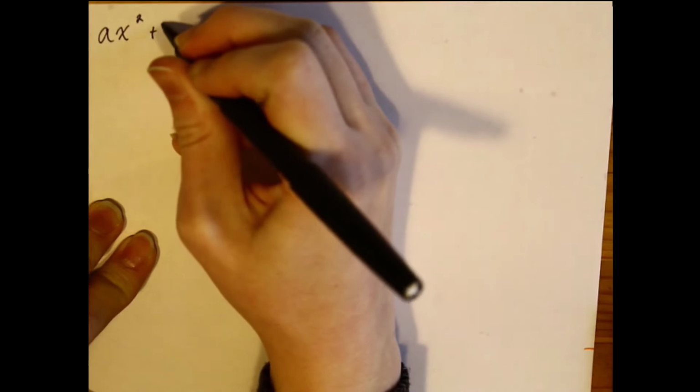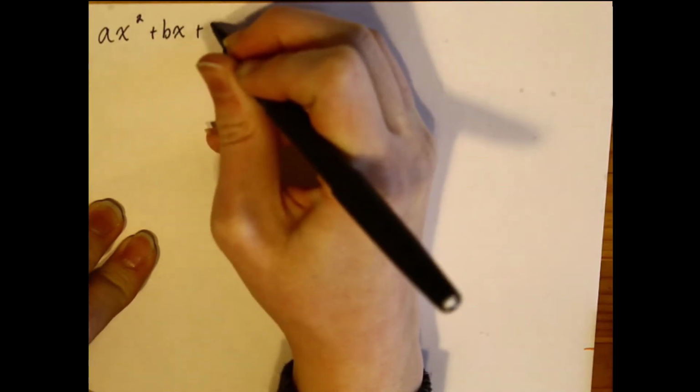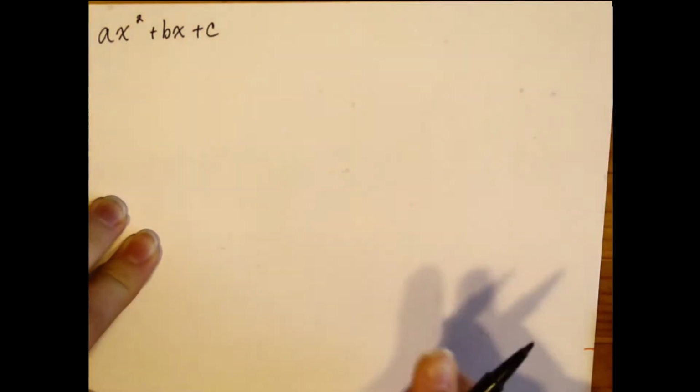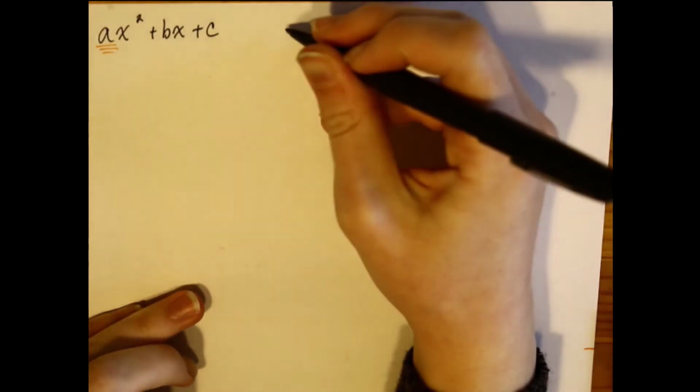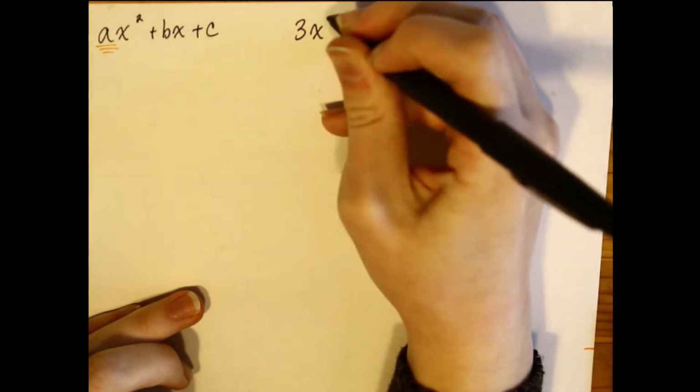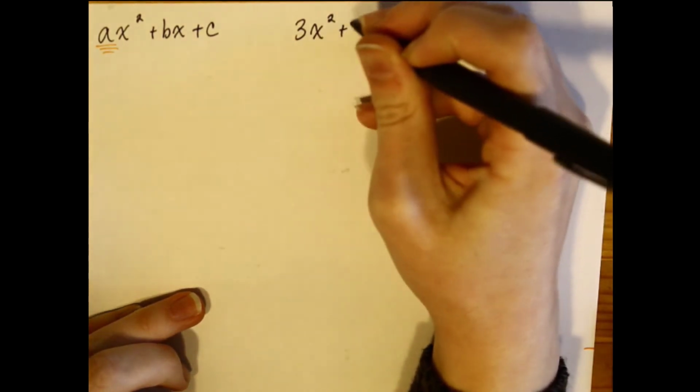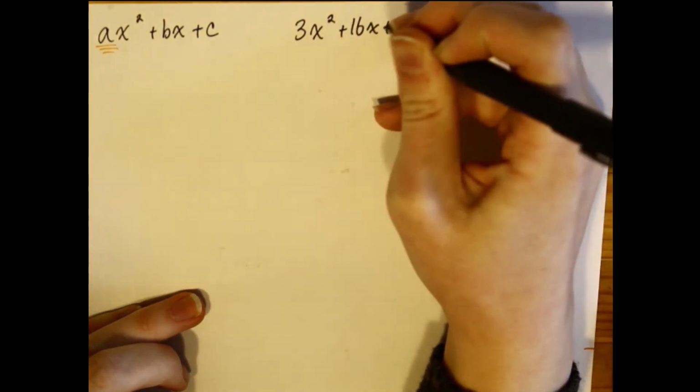So this was the section where we talked about quadratics that looked like this: ax squared plus bx plus c. So what's different here? Well, the big thing is we have a leading coefficient now other than 1. So there's going to be a number on the x squared. For example, a quadratic that looks like this is 3x squared plus 16x plus 5.